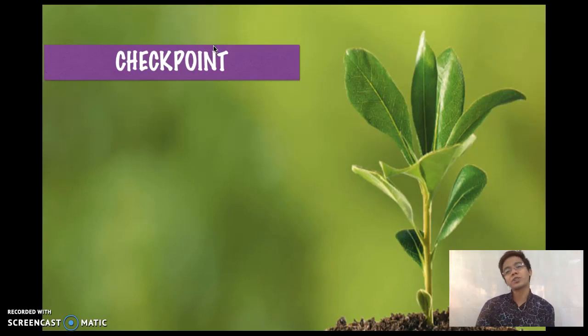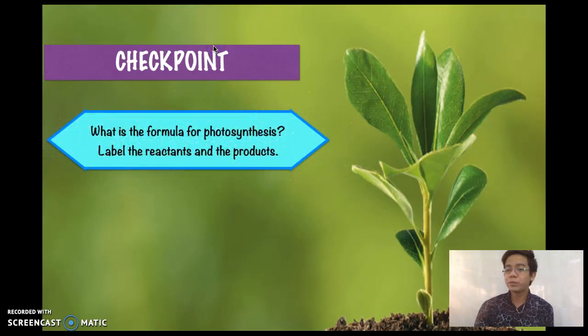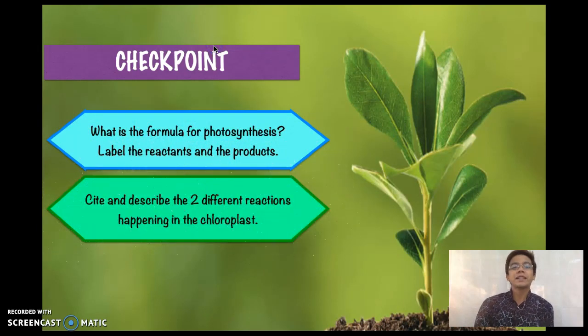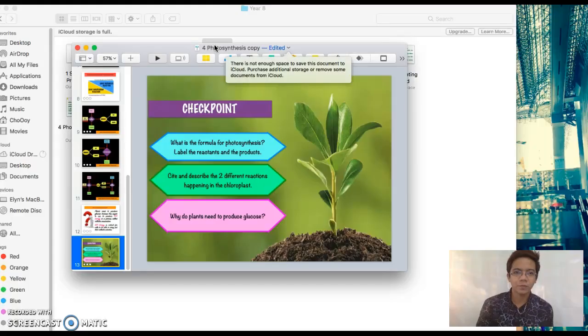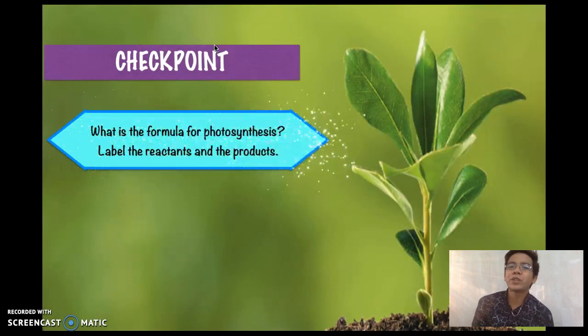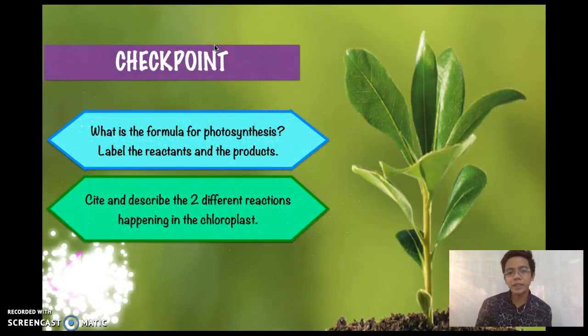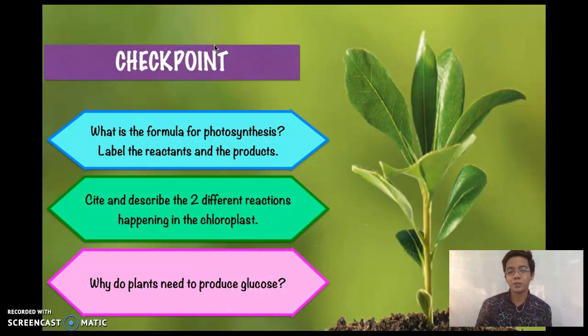The first question would be, what is the formula for photosynthesis? What are the reactants and the products? Second, cite and describe two different reactions happening in the chloroplast. And the third one is, explain why plants need to produce glucose. If you are able to answer all these questions correctly, I'll be very happy to know that.